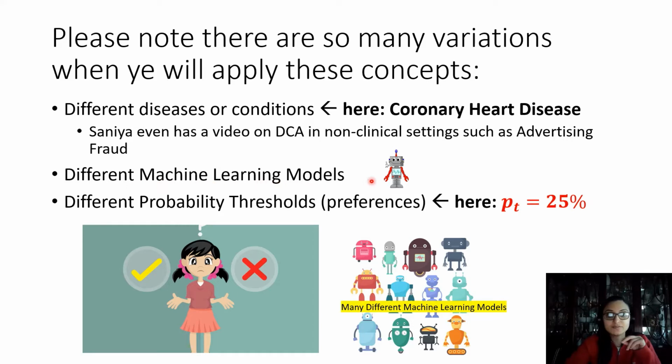We can also use different machine learning models. Here I wasn't too specific, but I did start off showing a logistic regression model, that S shape for predictions. But we can have many different types of machine learning models, like predictive models. We can have different probability thresholds and preferences. Here I sort of fixed it at 25%. I do have another video coming up where I vary various probability thresholds and show you how the interpretations will change. There are so many variations, and this is just meant to guide and cement some concepts for you on what a probability threshold is in a specific disease condition, while reminding you a bit about machine learning models.